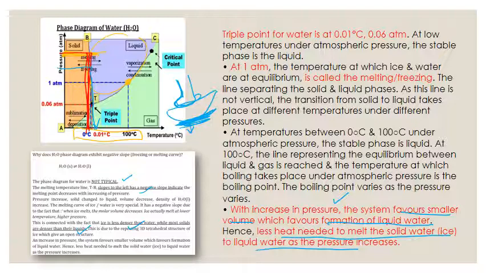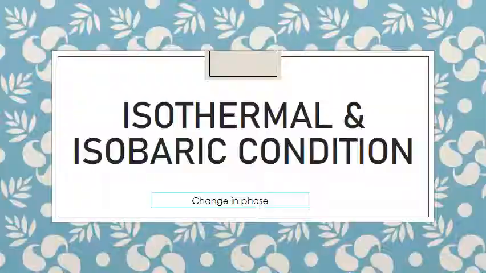So with an increase in pressure, the system favors smaller volume which favors formation of liquid water. Jadi bila higher pressure, kita lebih favor formation of liquid water, senang melting pada higher pressure. Hence less heat is needed to melt the solid water to liquid water as the pressure increases. So let's see changes in phase pada isothermal and also isobaric condition.